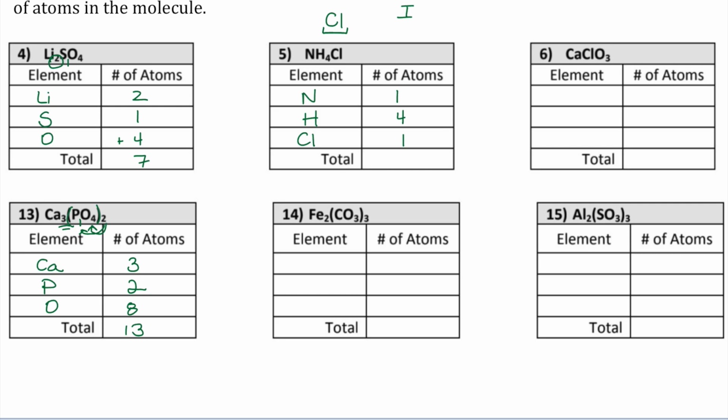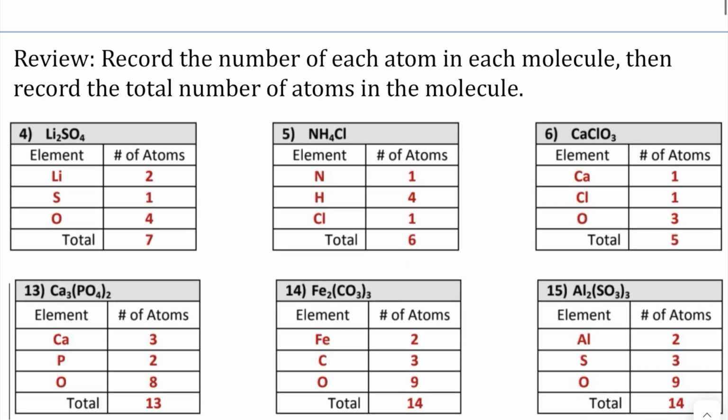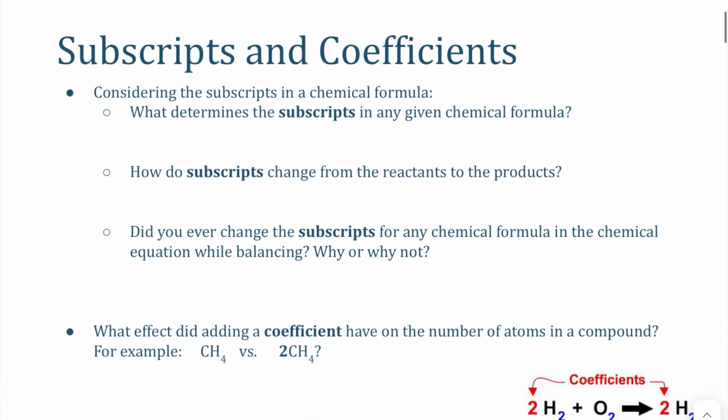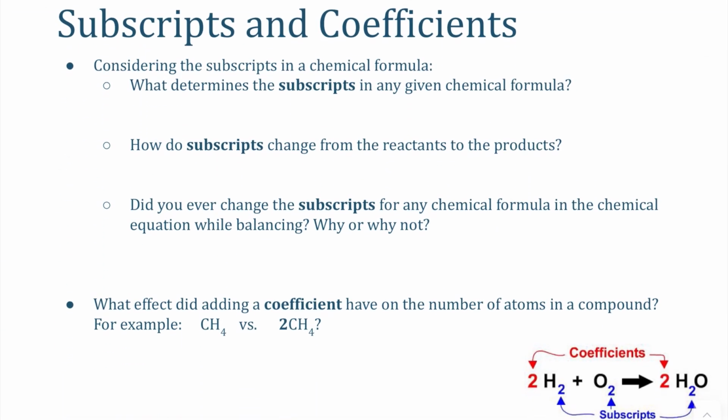The answers are on the next page, but if you're comfortable with that, feel free to continue on in the notes with me. All right, we talked just a little bit about subscripts just now, those little numbers at the bottom. If you look at our picture at the bottom here, those are the numbers that we're using when we're writing our formulas. So what determines the subscript in any given chemical formula? Well, it depends on what compound or molecule is formed.